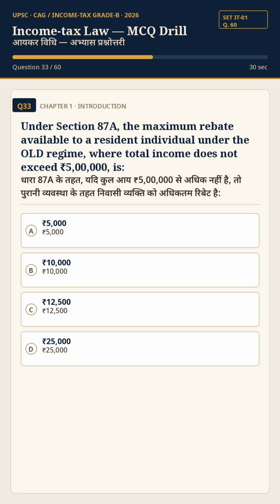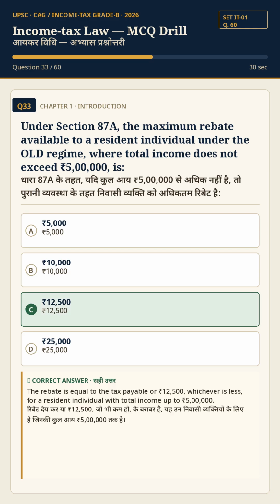Question 33. Under Section 87A, the maximum rebate available to a resident individual whose total income does not exceed 500,000 is the correct answer explanation. The rebate is equal to the tax payable, or 12,500, whichever is less, for a resident individual with total income up to 500,000.